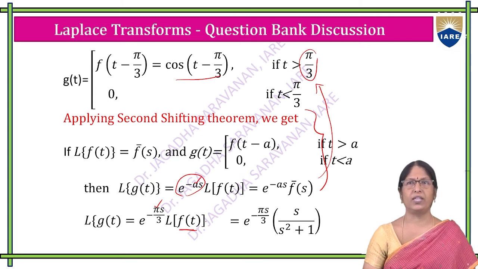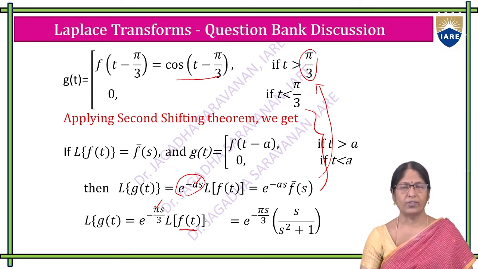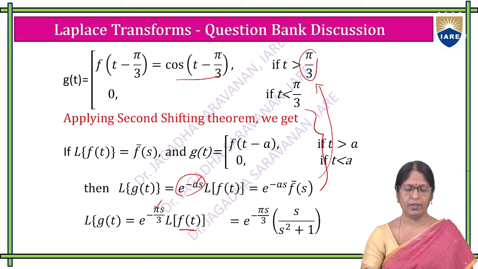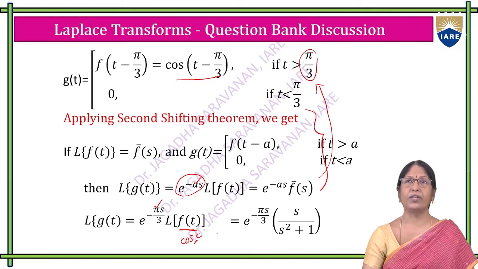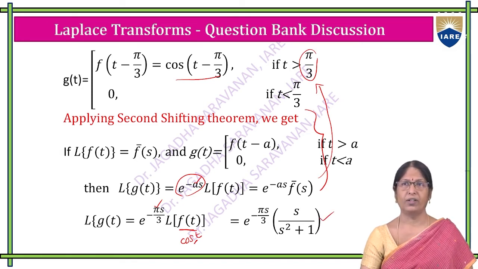So cos t, the Laplace is s by s square plus a square. Here cos t, the t coefficient is 1. So we solved the problem. Here we applied our defined understanding, the application applied, the defined and understanding one to reach the solution.